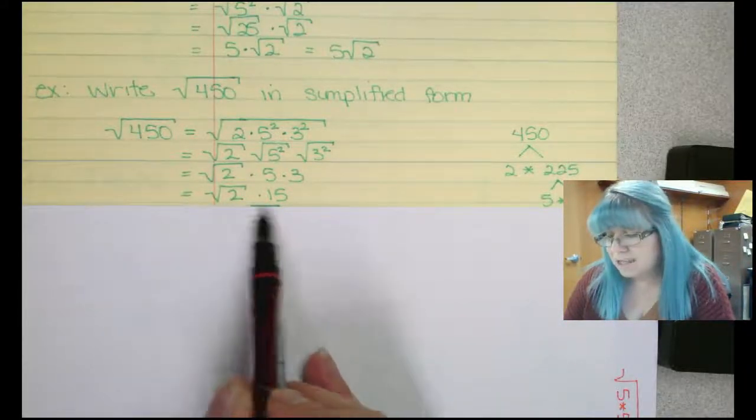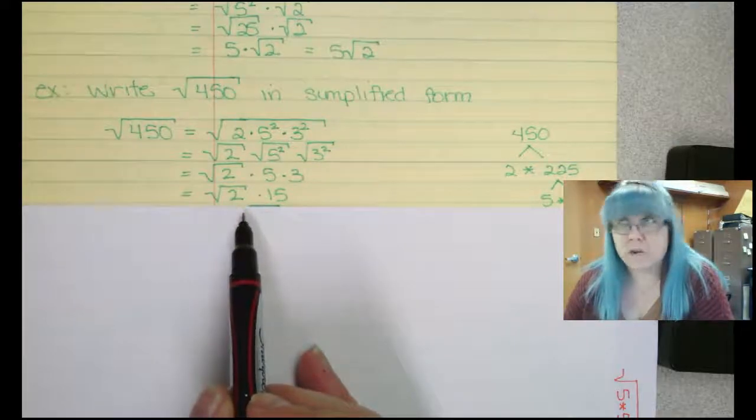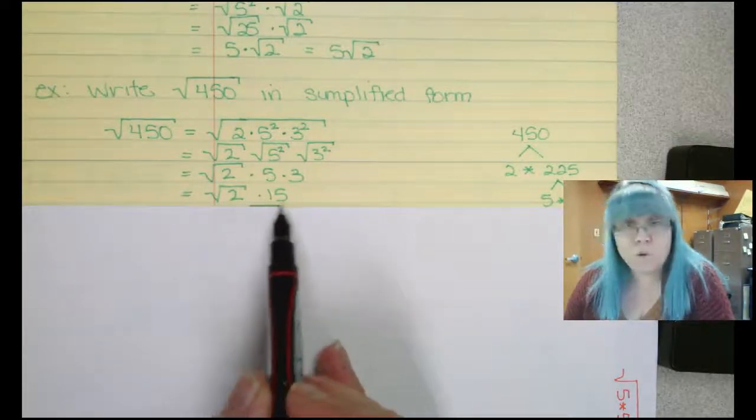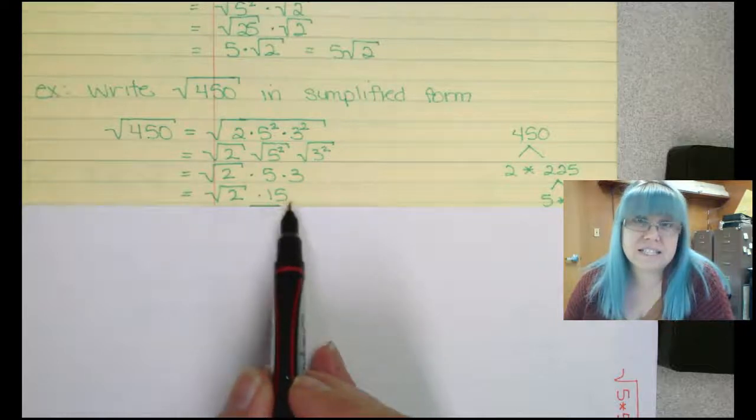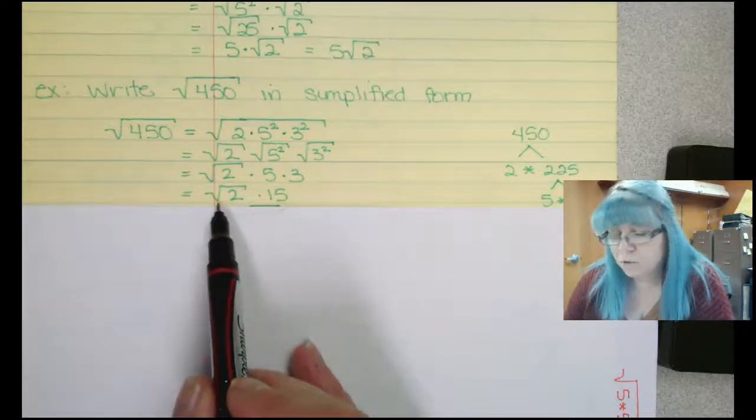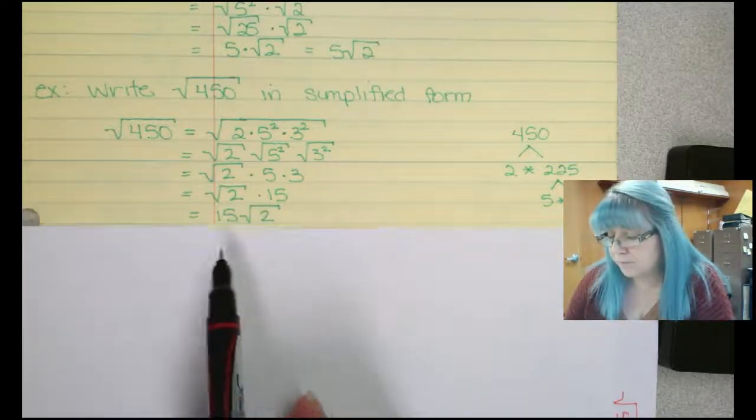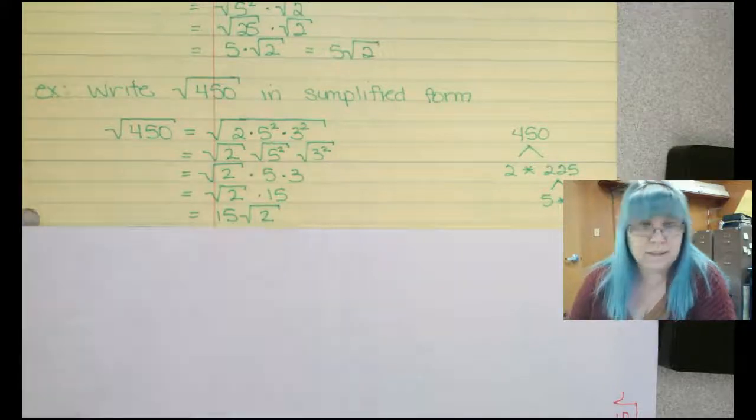And then the last step is to rewrite it in the order that we want it in. We're going to have our coefficient, our constant, in front, and then our radical in the back. So it's going to be 15 square roots of 2.